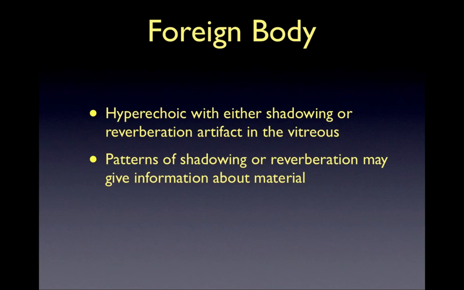Ocular foreign bodies usually appear hyperechoic. They can have some shadowing, they can have reverberation artifact, but it really depends on what the foreign body's characteristics are. So the patterns of shadowing or reverberation can give some information about the material. For example, if it's a metallic foreign body, it will probably cause a reverberation artifact, similar to the ring down artifact you see when performing vascular access.